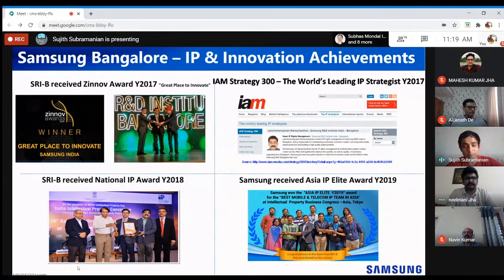for Great Place to Innovate, a National IP Award in 2015 as well as 2018. We also won the CII IP Award in 2017. And even at Asia level, we won the Asia IP Elite Award for the best mobile and telecom IP team in Asia. We are also fortunate to have one of the world's leading IP strategists to lead our team. Lakshmi leads our team, and he has set the vision and strategy for IP for Samsung R&D Bangalore.